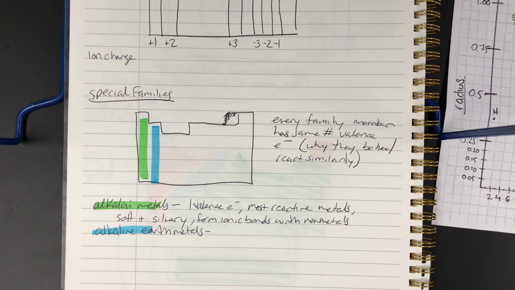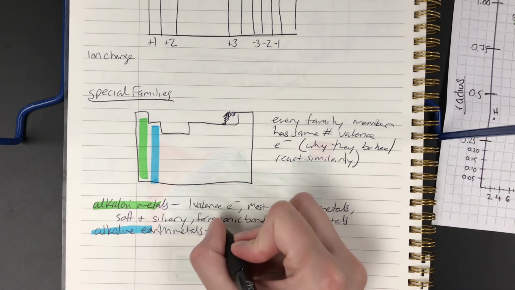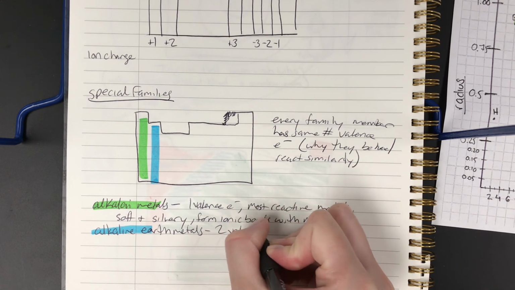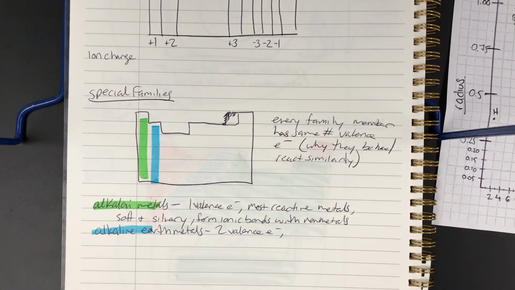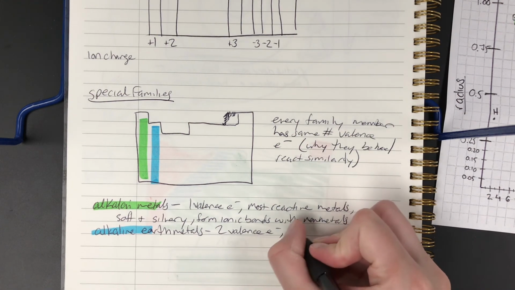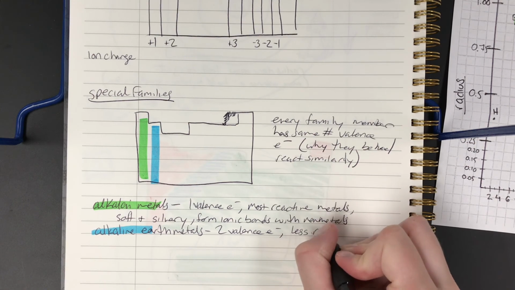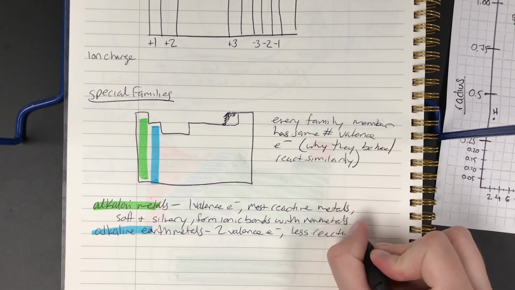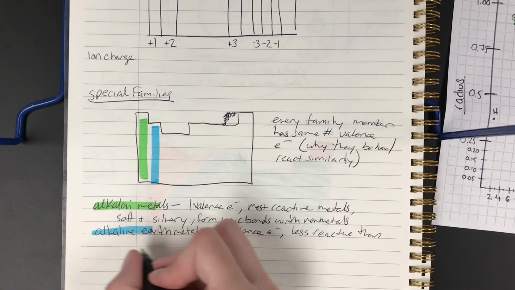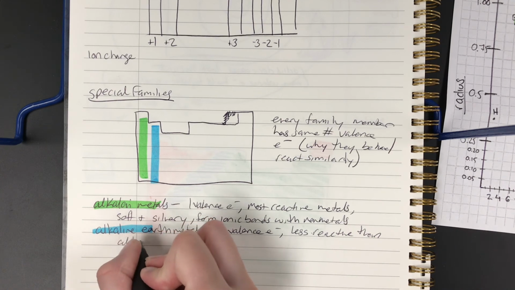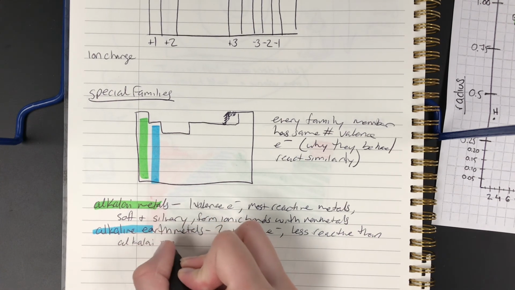Jaden, do you know how many valence electrons these ones have? Yeah, they have 2 valence electrons. So yeah, they want to lose those, but they're not quite as close to that octet as the alkali metals, which means they're not going to be quite as reactive. So they are a little less reactive, a little more stable, less reactive than alkali metals.